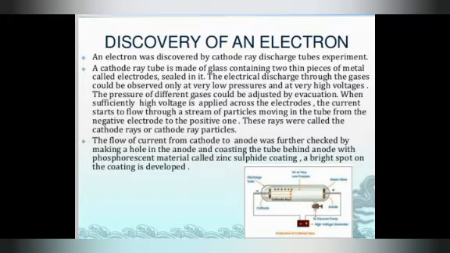These rays were called cathode rays, and cathode ray particles. The flow of current from cathode to anode was further checked by making a hole in the anode and coating the tube behind the anode with a phosphorescent material called zinc sulfide. To check to which side the cathode ray is traveling, we fix a fluorescent material called zinc sulfide coating, and the movement of electrons can be checked. Now, the discovery of the electron in the discharge tube experiment: J.J. Thomson used a discharge tube experiment.